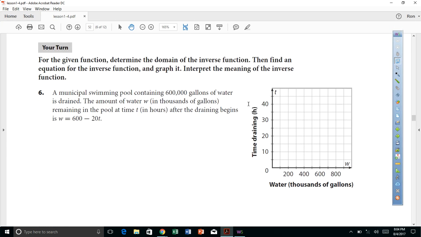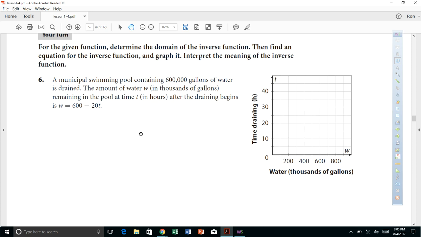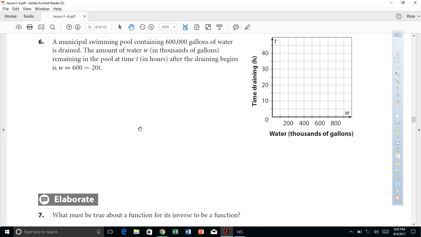Your turn. For the given function, determine the domain of the inverse relation. Then find an equation for the inverse function and graph it. Interpret the meaning of the inverse function. A municipal swimming pool containing 600,000 gallons of water is drained. The amount of water W in thousands of gallons remaining in the pool at time t in hours after draining begins is W equals 600 minus 20t.